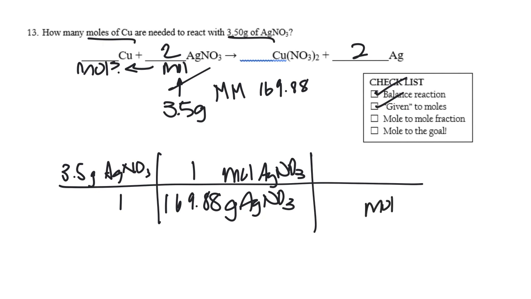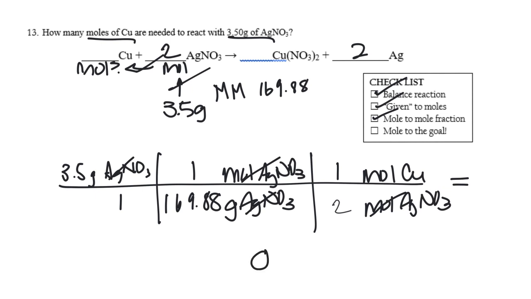Now, moles AgNO3 comes down. Moles of copper comes to the top. I have a 2 next to the silver nitrate, so that's going to come over here. And I have a 1 understood next to the copper, so I put a 1 there. Mole to mole fraction, check. I've now done that step. Mole to the goal. Well, it's asking for moles, so I'm done. So all I need to do is cancel my units, do the math, and I get 0.0103 moles of copper.